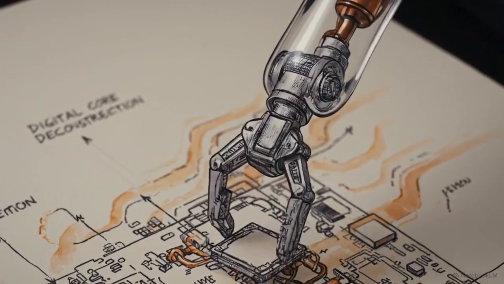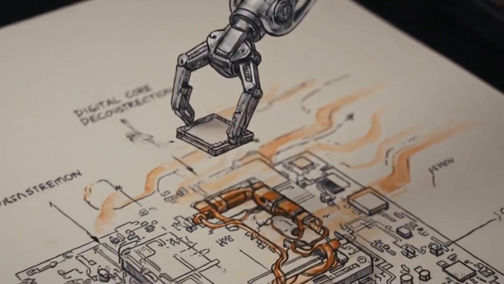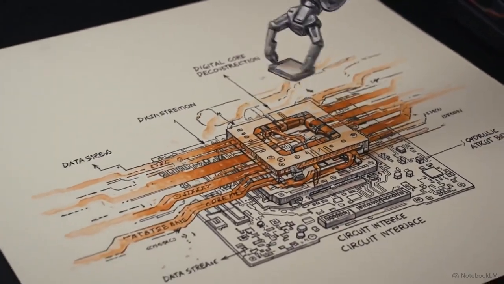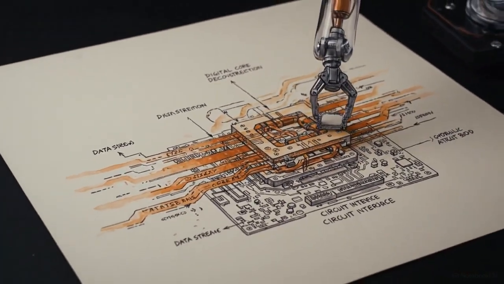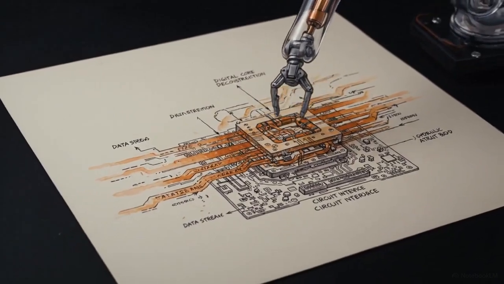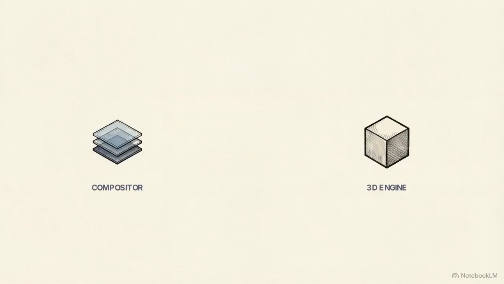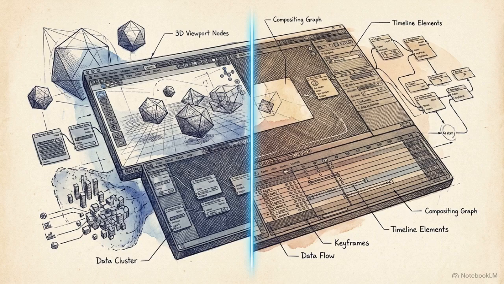This demonstrates the peak capability of the modern hybrid pipeline. A rigid circuit board seamlessly transitions into a robotic arm encased in fluid, liquid glass dynamics. The traditional workflow of exporting massive, static image sequences from a 3D application into a compositor is now obsolete. Instead, the 2026 standard leverages direct engine integration.